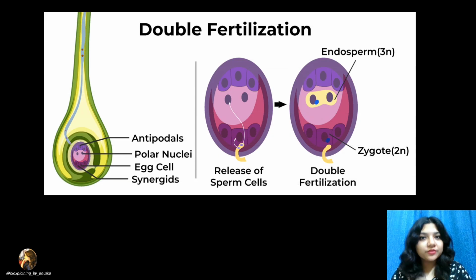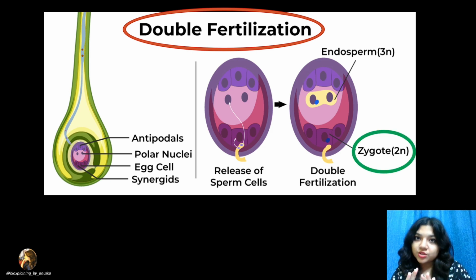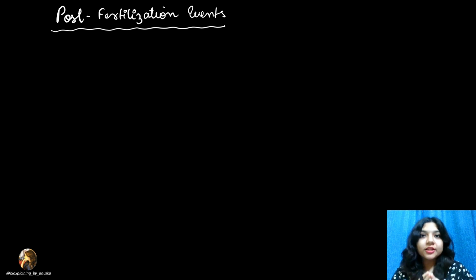In the last video, we studied double fertilization, wherein one of the male gametes fused with the egg cell to give rise to the zygote, and the other male gamete fused with the central cell to give rise to the endosperm. Whatever happens after this double fertilization is together termed post-fertilization events.